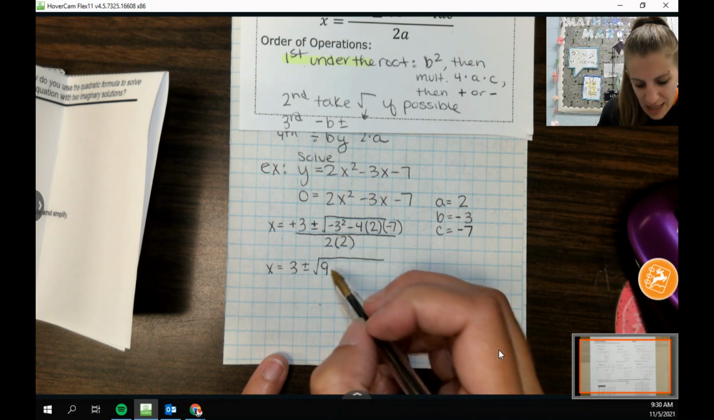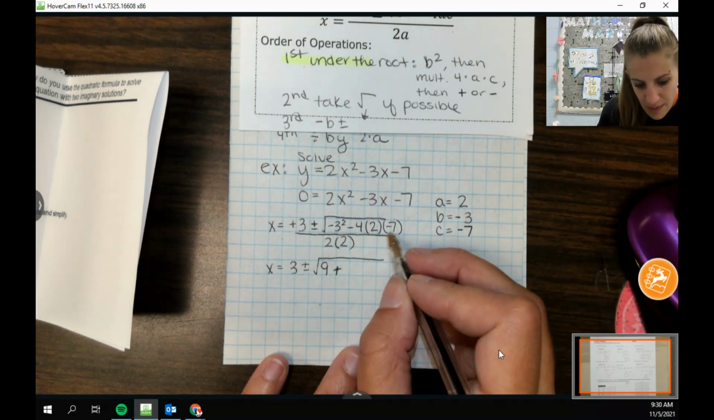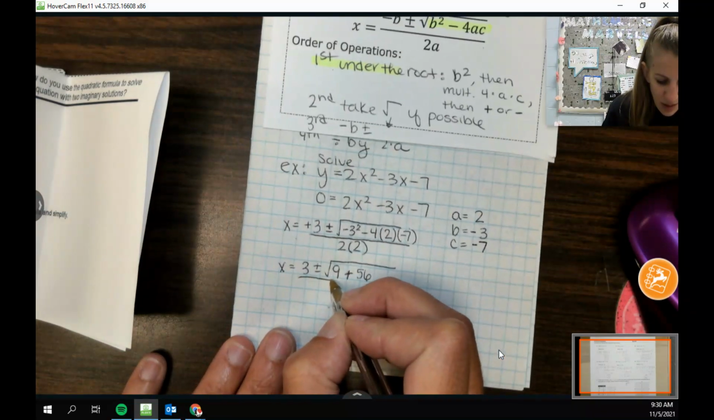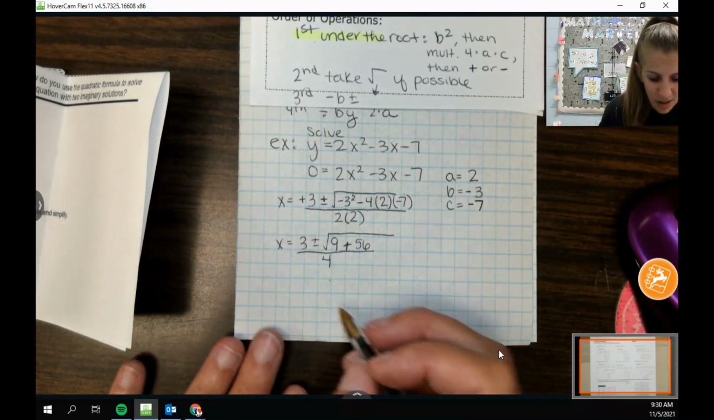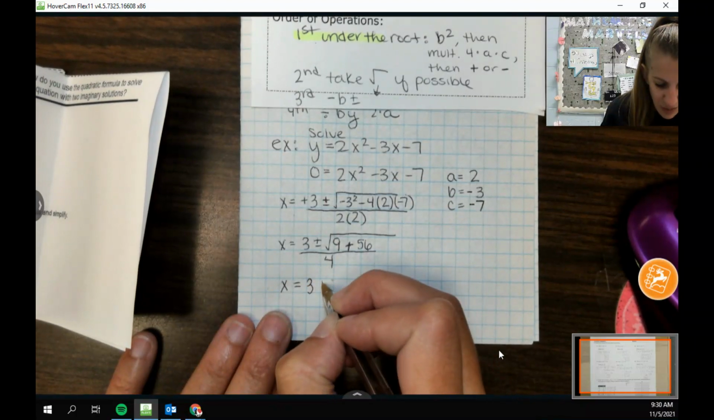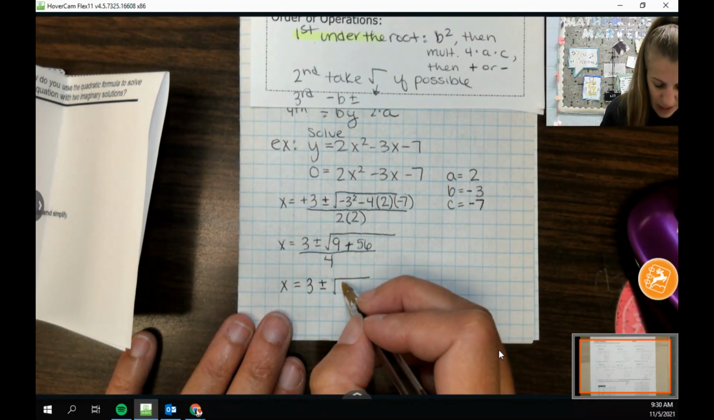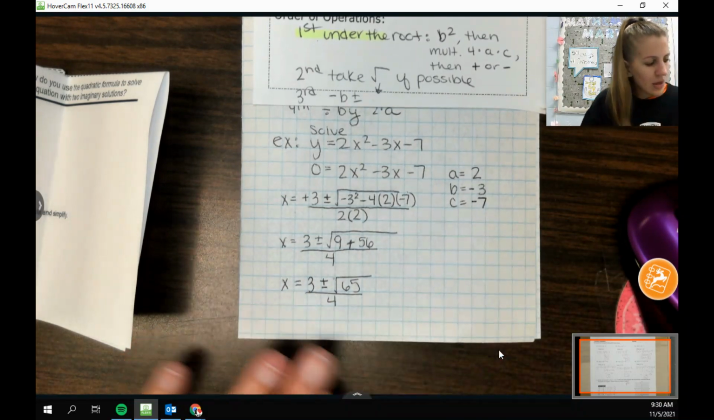And so then I see that this is going to change to a plus 8 times 7, so 56, all over 4. I can kind of do that right now because it's not going to affect anything. Still under the root, there's stuff to do. And so we're going to add those up for 65 over 4.